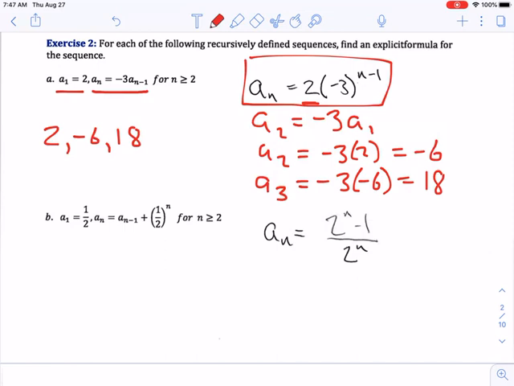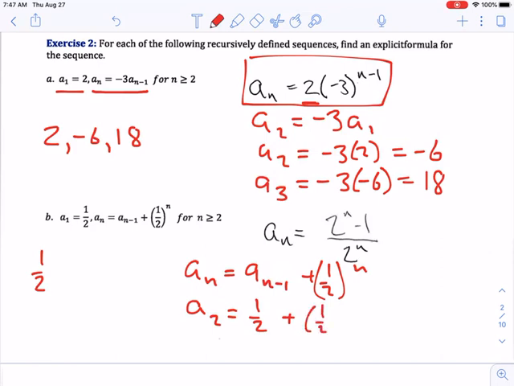The next one is recursive also. A sub 1 is 1/2, and then a sub n is equal to a sub n minus 1 plus 1/2 to the n power. So a sub 2 is going to be equal to a sub n minus 1, which would be 1/2, plus 1/2 to the second power. So this is 1/2 plus 1/4, which is 3/4. So the second term is 3/4.